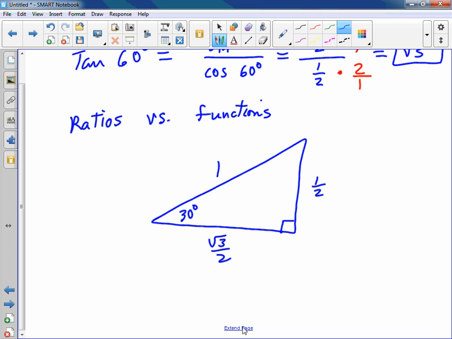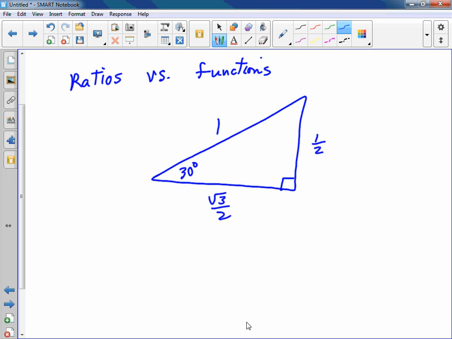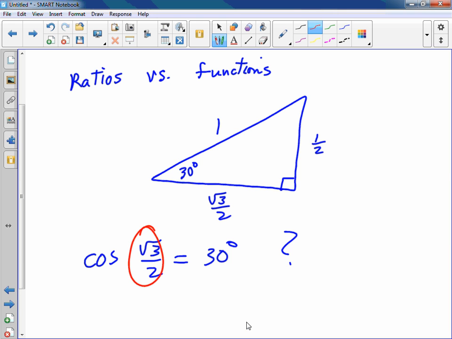Okay? Because some people are getting mixed up. I have people doing this stuff. Cosine of the square root of 3 over 2 equals 30 degrees. Is that true? Ick. All I can say is ick. Okay? This is a ratio. This is an angle. Okay? You cannot use cosine function or sine function or tangent function on ratios.